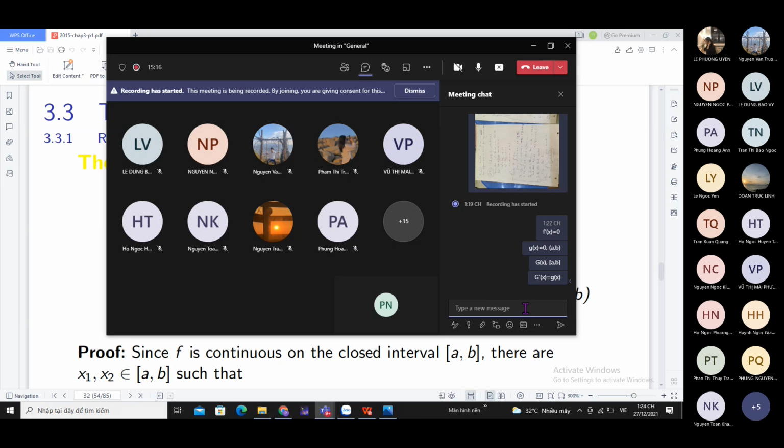Okay, and if the function capital G satisfies all conditions of the Rolle theorem, I mean capital G is continuous on the closed interval [a,b] and capital G is differentiable on the open interval (a,b) and G(a) is equal to G(b), then there is a number c, so that G prime of c equals 0. I mean capital G prime of c equals 0. Okay? Just a moment, please.